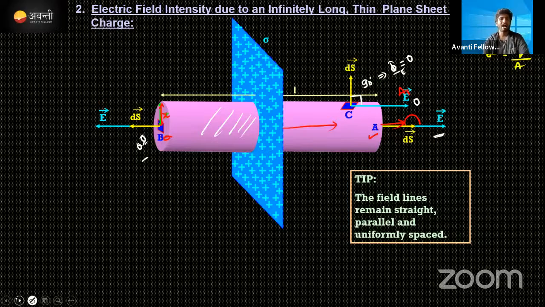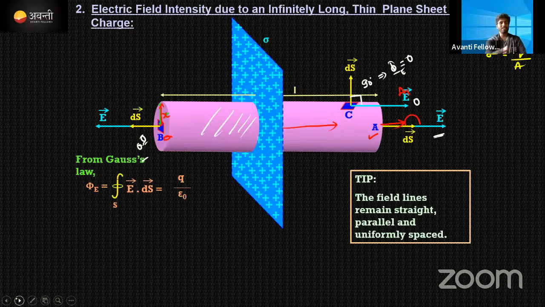Look here. According to Gauss law, flux in a closed integral value will be equal to q by epsilon naught, meaning E dot ds value will be equal to q by epsilon naught, correct? Okay, we will apply this q by epsilon naught value for the two surfaces here.